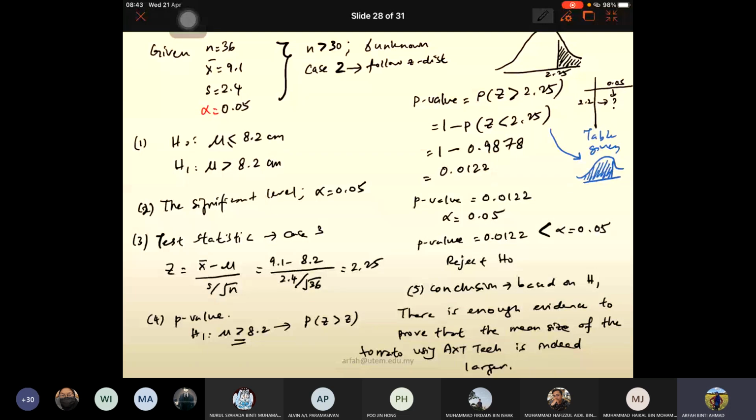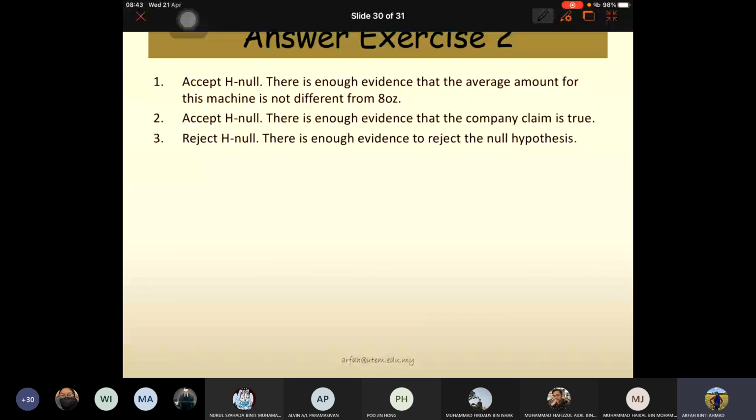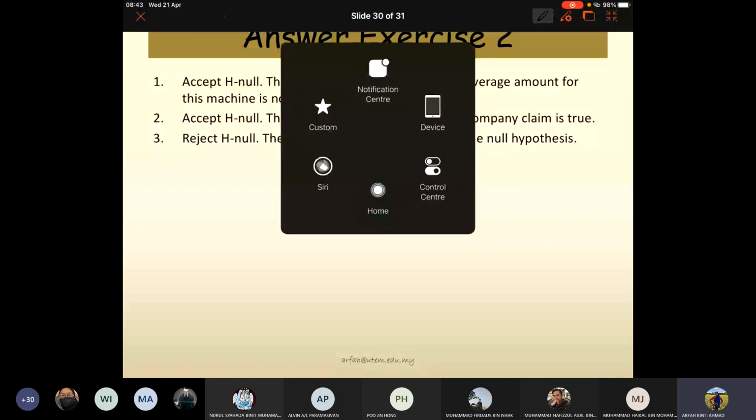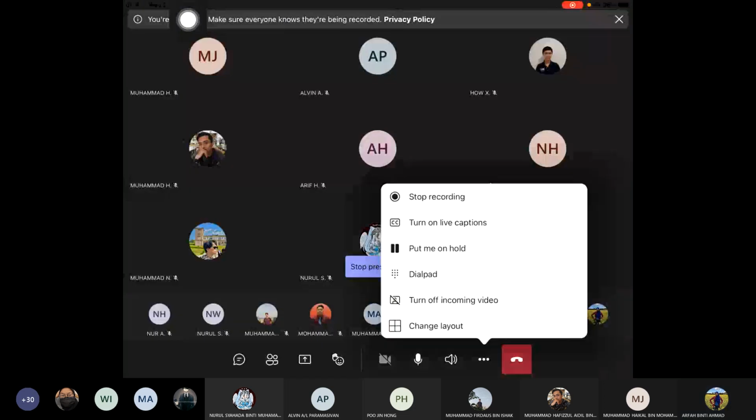Okay, done? So I hope everyone is done. So here is an exercise, you can try it yourself. Have a look, and if you want the answer you can tell me later. For the exercise, there is also a final answer, I have put accept H null or reject H null and what the conclusion is. Okay. So you can try this one by yourself and we will continue with chapter 4. Okay.